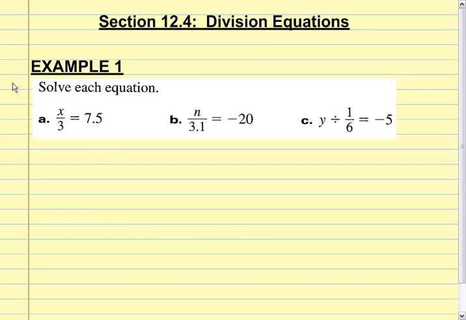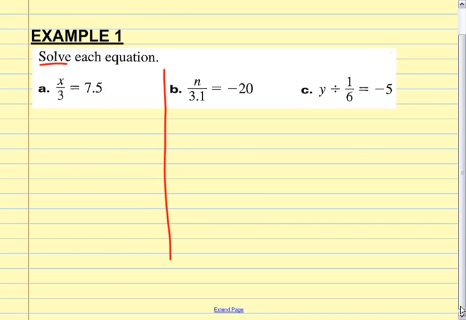Let's see. First off, example number 1 says solve. What does it mean to solve, Jack? To get the variable by itself. Okay? So let's look at A here. We'll deal with that one first. I'm going to draw a line. We'll look at A. This says x over 3 is equal to 7.5.